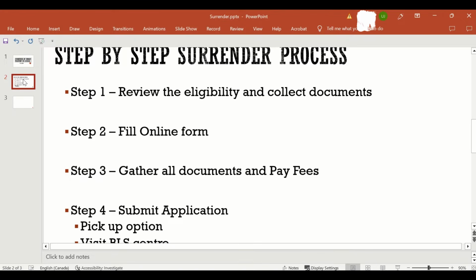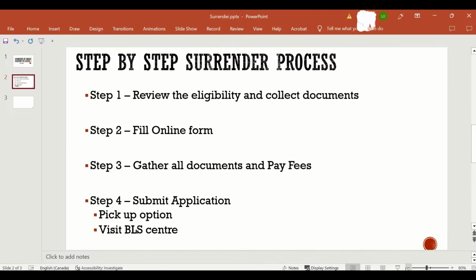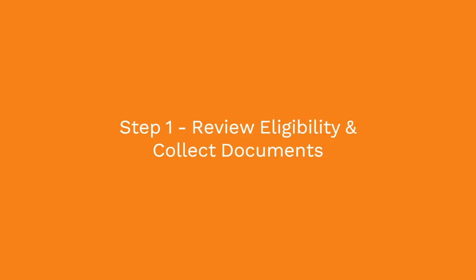So let's review the steps here. Step number 1, review the eligibility and collect documents. Before we actually submit the application, there are several tasks we need to complete, and most of these immigration processes are very cumbersome and they need a lot of documents. So I've simplified it with you, so stay with me in this journey.